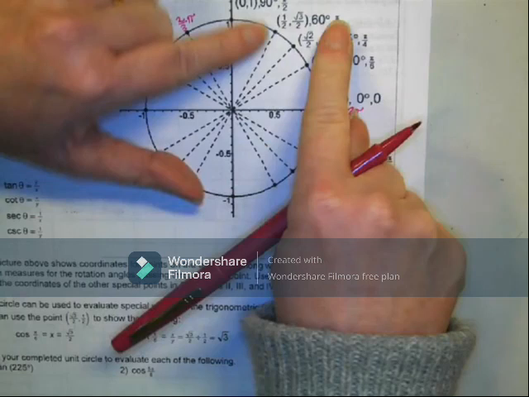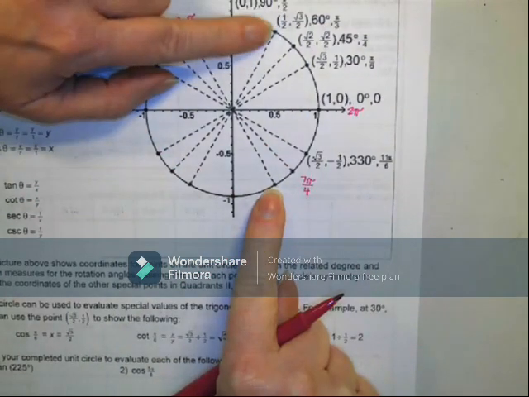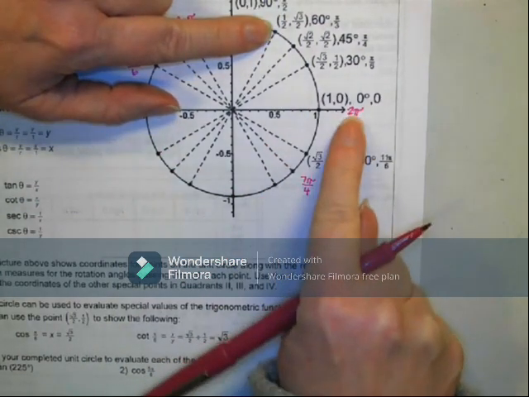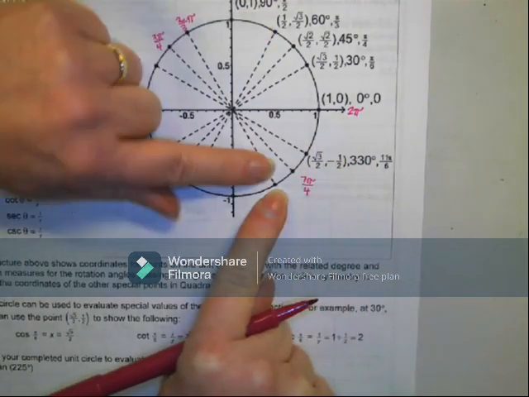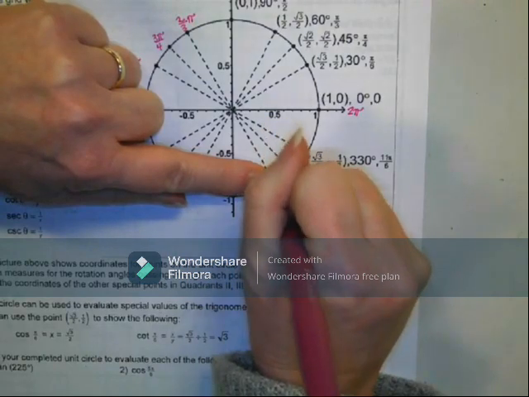All right, so my pi 3s, well, this is pi over 3. If 2 pi was written in 3s, it would be 6 pi over 3. So I'm going to go back up one from that. So this is 5 pi over 3.